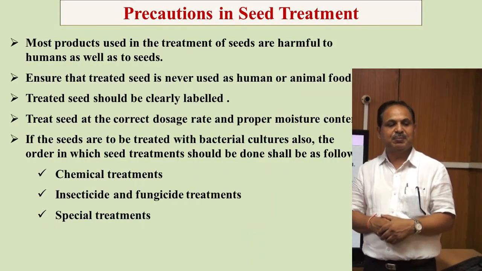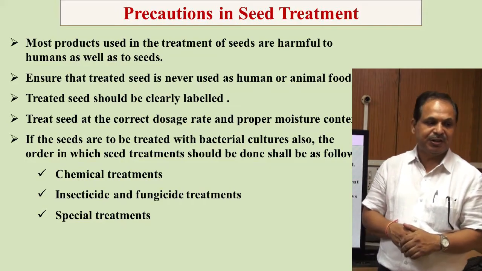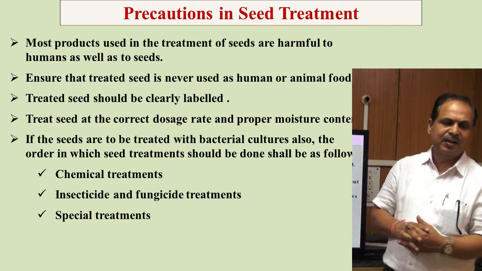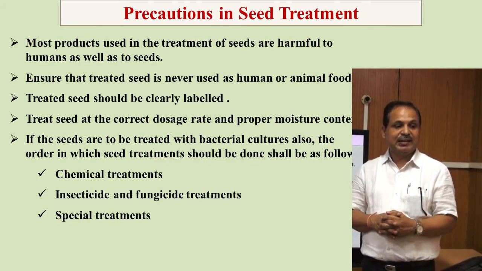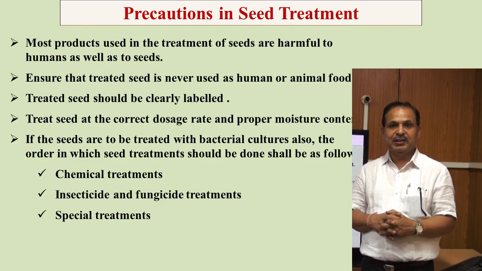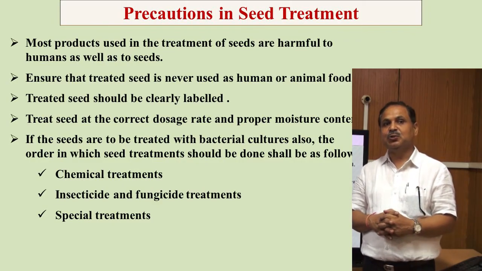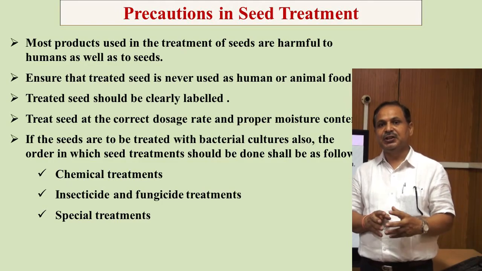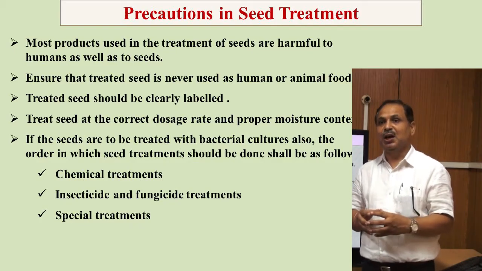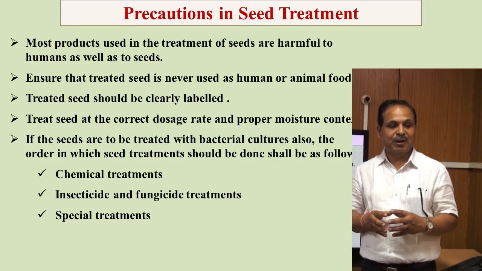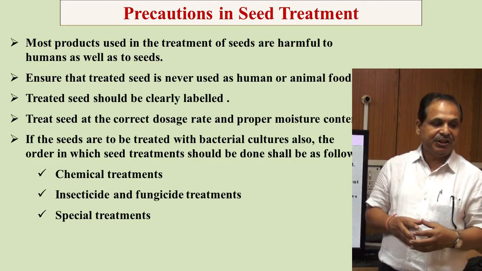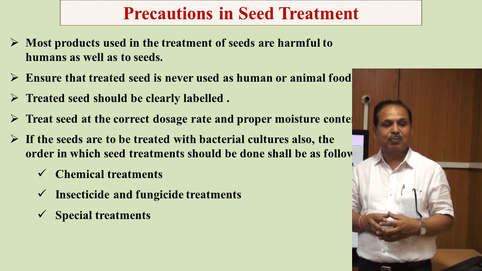Some precautions must be taken during seed treatment. Most products used in seed treatments are harmful to humans as well as sometimes to the seeds. So ensure that treated seed is never used as human or animal food. There should be an indication at the label that these seeds are treated with chemicals or other materials which are injurious to human health as well as animal health. So it must be well labeled. Treated seeds should be clearly labeled with the treatment, correct dosage rate and proper moisture content.